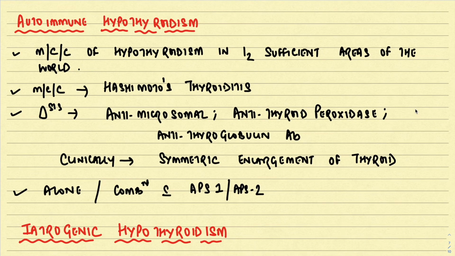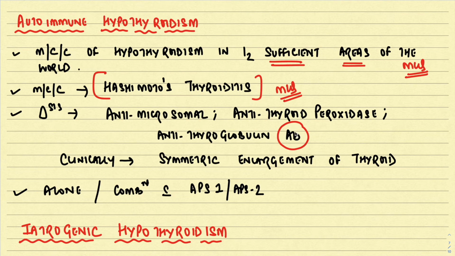Now there is an entity called autoimmune hypothyroidism. This is the most common cause of hypothyroidism in iodine sufficient areas of the world. The vast majority of cases are due to Hashimoto's thyroiditis. Since it is an autoimmune disorder, the diagnosis is made by the presence of certain autoantibodies. For example, antimicrosomal autoantibody or anti-thyroid peroxidase, called anti-TPO, and anti-thyroglobulin antibodies. So these are the three important autoantibodies that you will see in such patients.